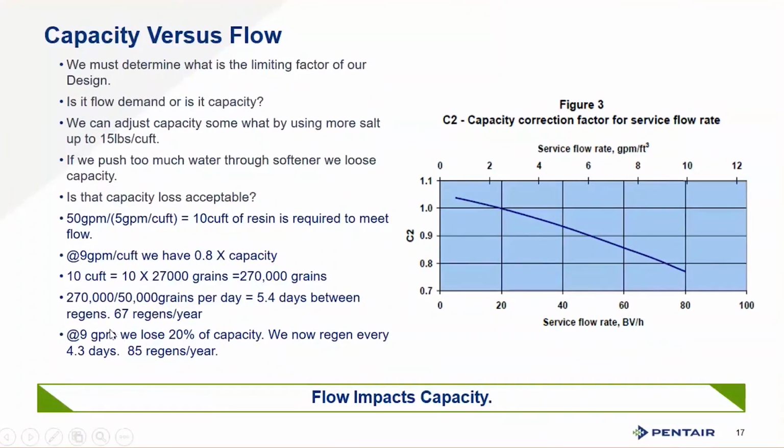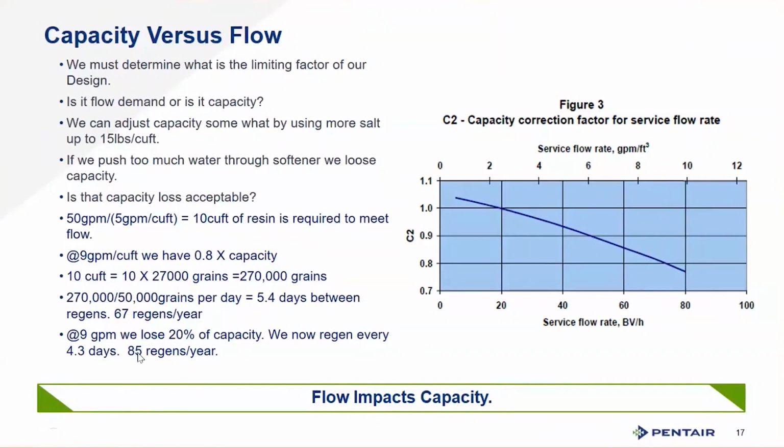Well, what happens if we run it at that 9 GPM rate at that same 10 cubic foot size? Well, we lose 20%. Now we regenerate every 4.3 days. That's 85 regens a year. That's a lot more salt and a lot more water because we push more water through the unit. How your customers use their equipment is going to impact the cost of using it.